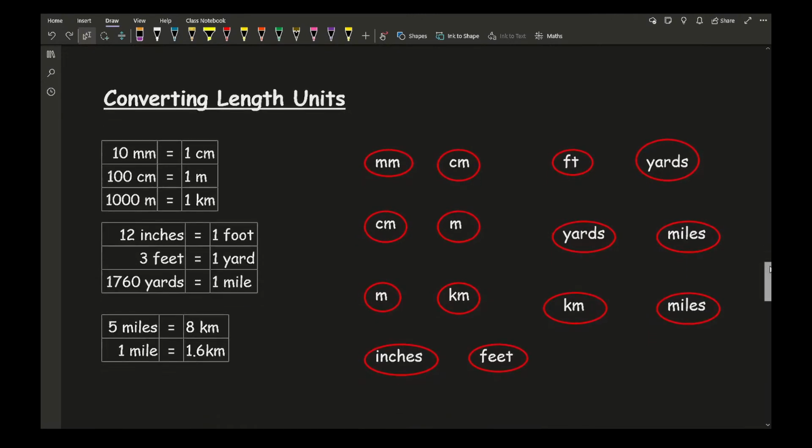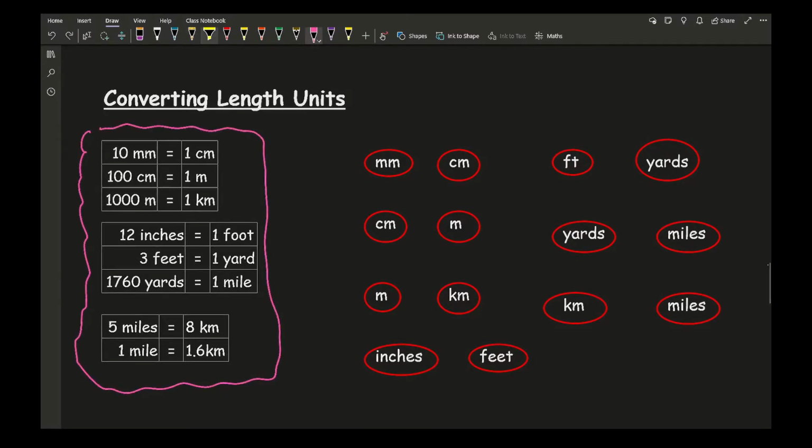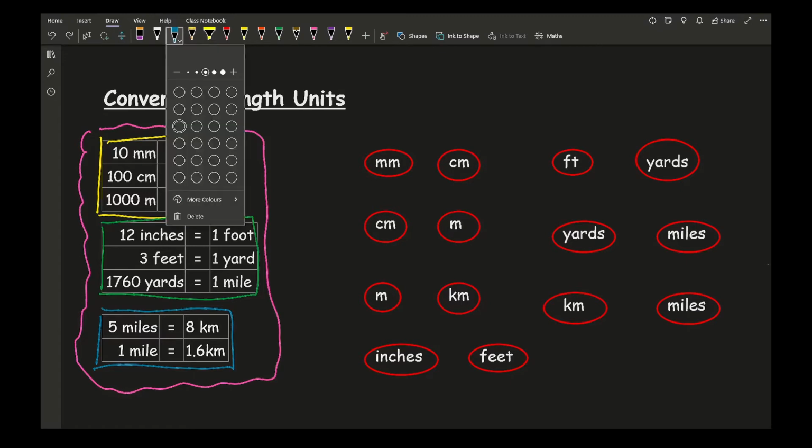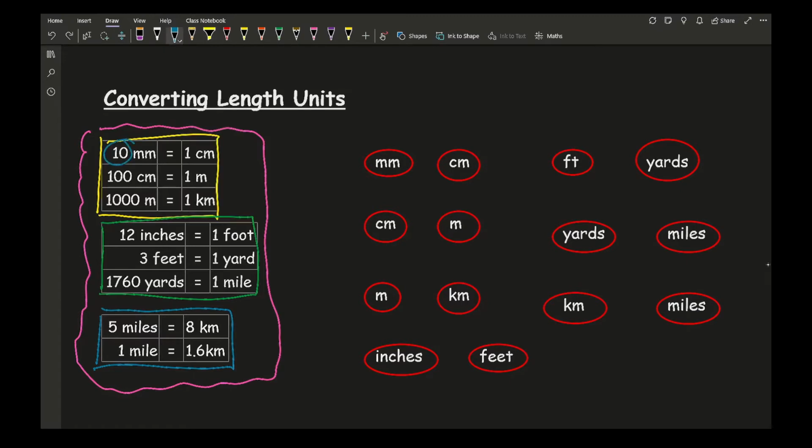So here what I've got is just a side note of everything that you're going to need to revise. Here we're looking at length. The top box here has my metric units. Here are my imperial units, and in the bottom box I've got a mixture of imperial to metric and so forth. Now for this, what we need to do is just know what we're actually dividing by. The numbers in each of these ratios are really important, and they help you decide what number you are going to be multiplying and dividing by.